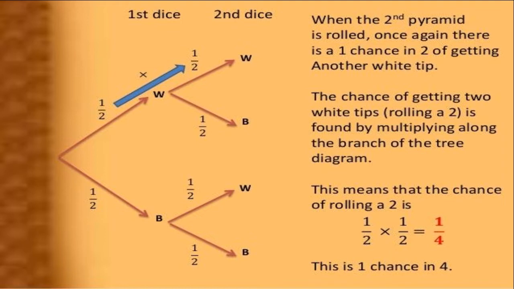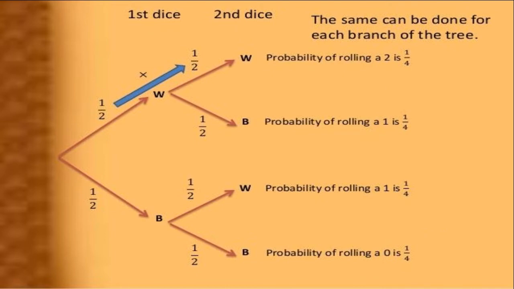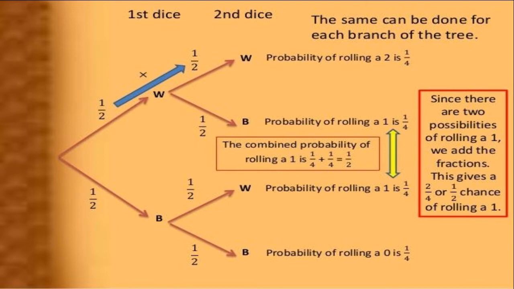The chance of getting 2 white tips, rolling a 2, is found by multiplying along the branch of the tree diagram. This means that the chance of rolling a 2 is 1 of 2 times 1 of 2 equals 1 of 4. Next, the same can be done for each branch of the tree. The probability of rolling a 2 is 1 of 4, the probability of rolling a 1 is 1 of 4, the probability of rolling a 0 is 1 of 4. Next, since there are 2 possibilities of rolling a 1, we add the fractions. This gives a 2 of 4 or 1 of 2 chance of rolling a 1. The combined probability of rolling a 1 is 1 of 4 plus 1 of 4 equals 1 of 2.